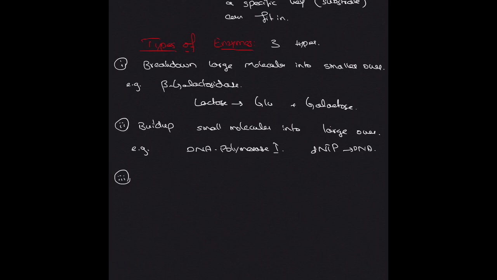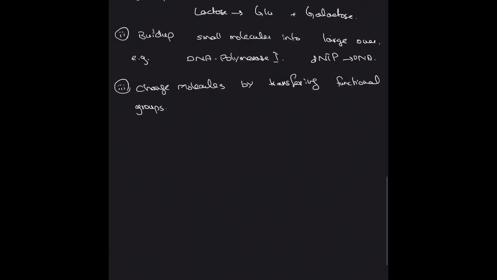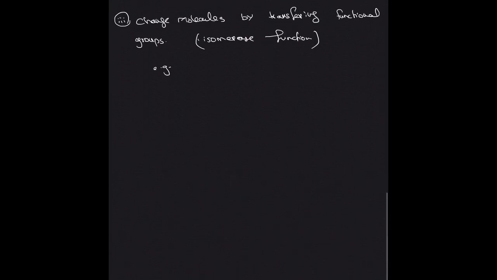The third category of enzymes are the ones which actually change one molecule into another, and they do that by transferring the functional group of one into another molecule. For example, the conversion of glucose into galactose, and these enzymes as a whole, as a category, are also called isomerase.